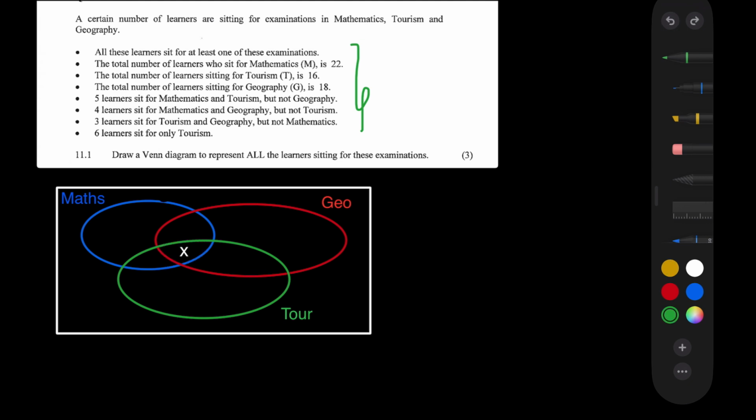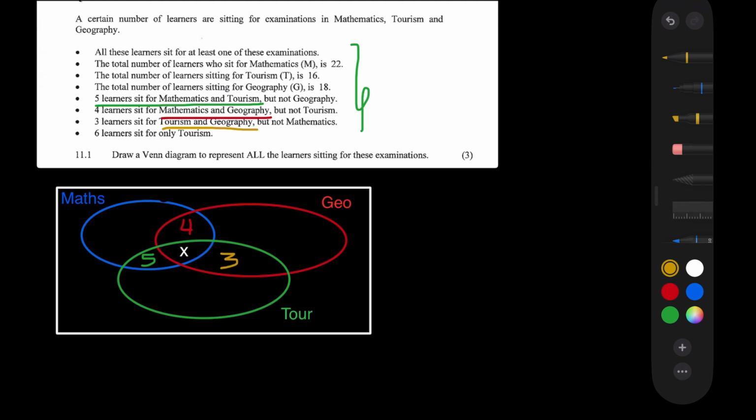And then when moving on to the second tier, where you have an intersection between two subjects, we know that 5 learners sit for mathematics and tourism. So I have a 5 over here. Also, 4 learners sit for mathematics and geography. So I'm going to put a 4 over here. And notice that, of course, this is the intersection for maths and geography. And then lastly, 3 learners sit for tourism and geography, but not for mathematics. So this is what I have over here.